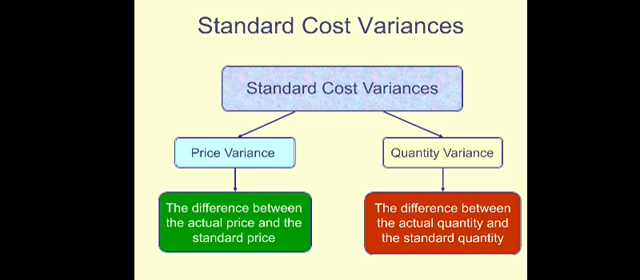And you will do two variance analyses for it. First, material price variance, and the second variance analysis is material quantity variance.